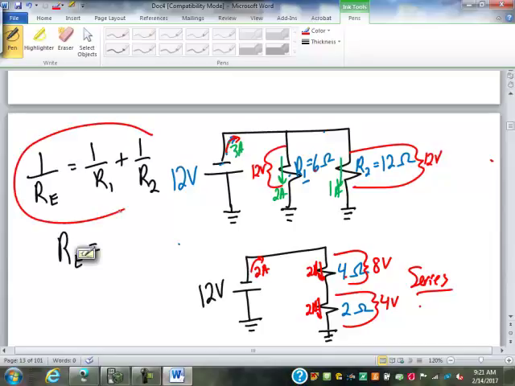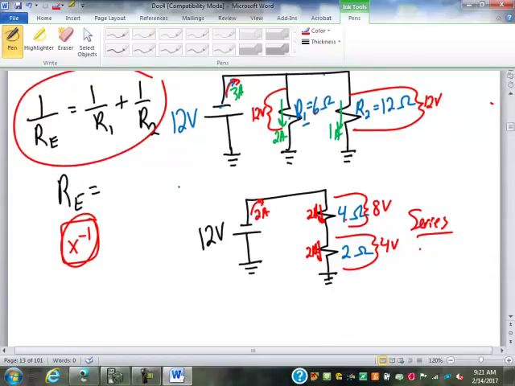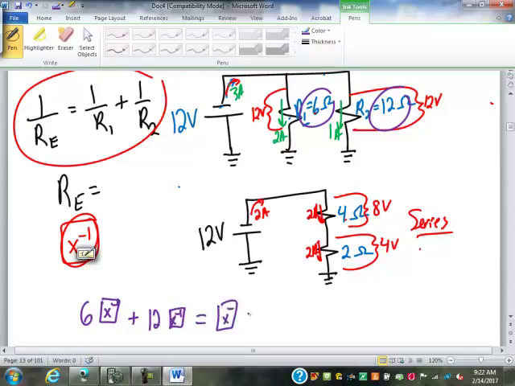When you get to this formula, there is a button on your calculator that looks like this, x negative 1. So the way you would use that, you've got 6 and 12. You'd punch in 6, hit that x negative 1 button, plus 12, hit that x negative 1 button, hit equals, hit that x negative 1 button and hit equals again. It should give you 4 ohms.